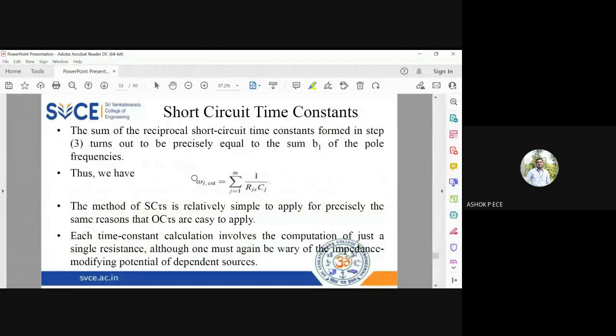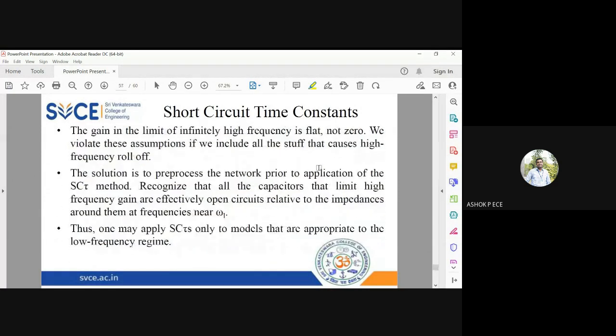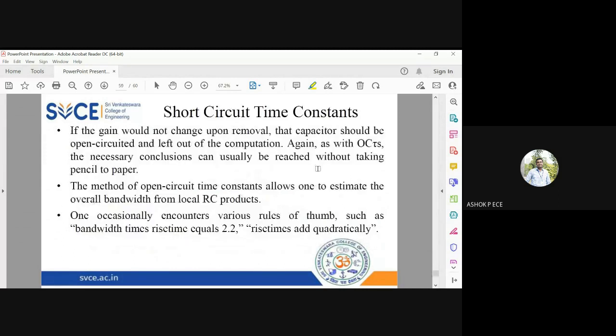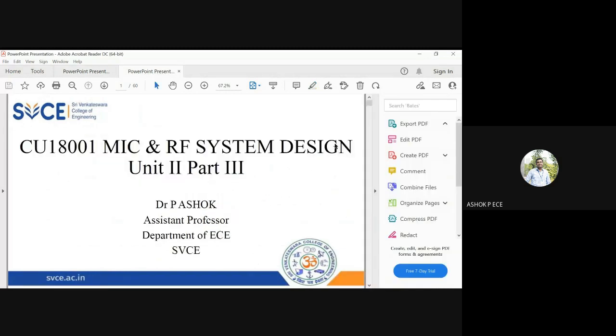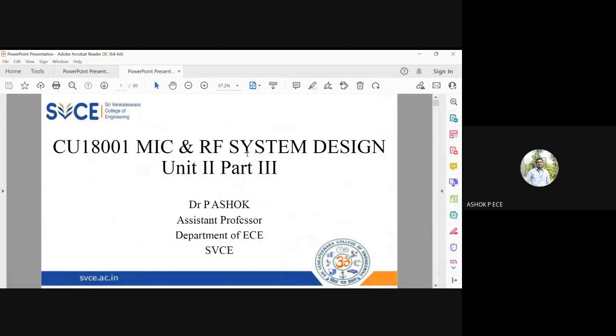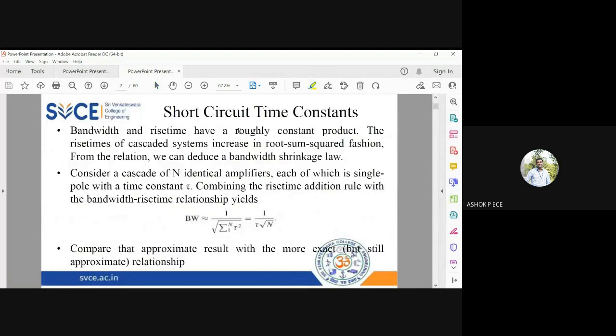And finally, if you add all the time constant values and reciprocate, you get the lower order estimate of your lower cutoff frequency. So that is what the explanations given here say. You can please read this and ensure that you don't get any confusion or assumption in the concepts. Very, very important, OC and SC time constant. And finally, the bandwidth estimate using SC is given.